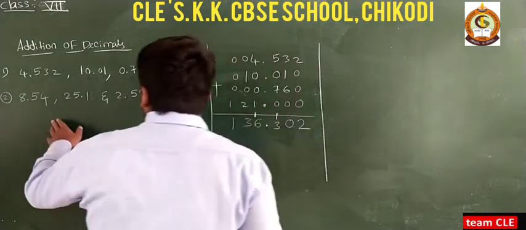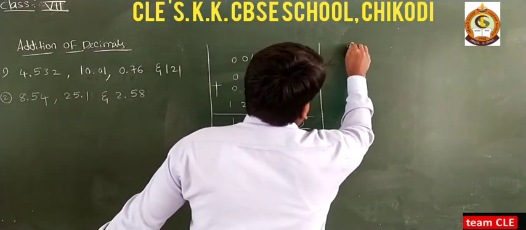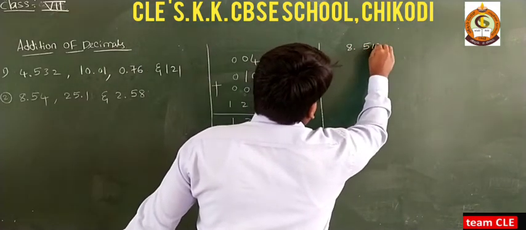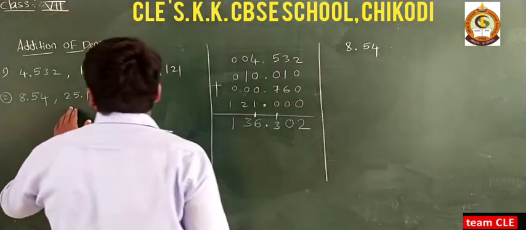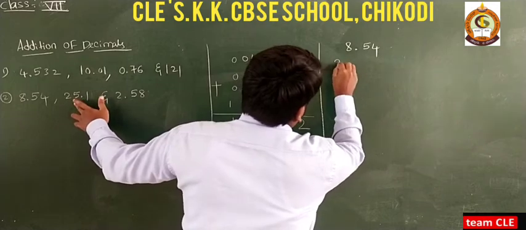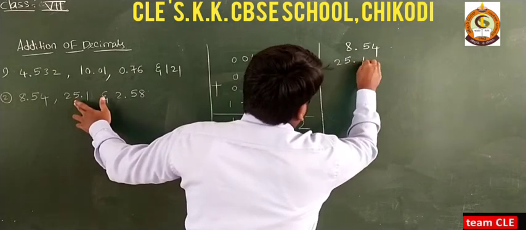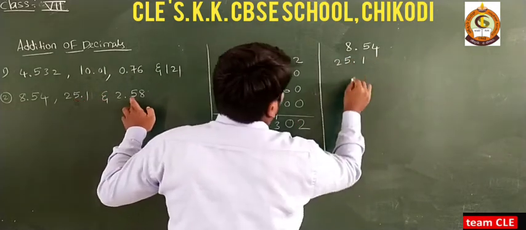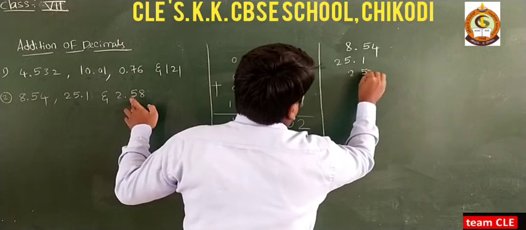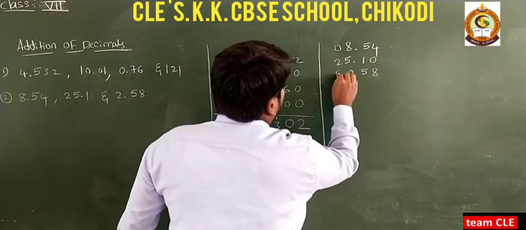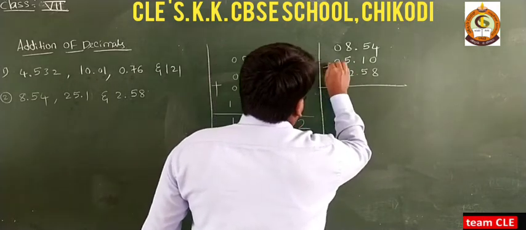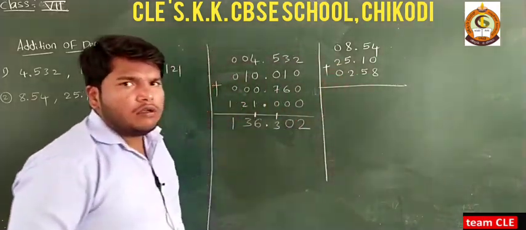The second problem we have is 8.54, next 25.1, next 2.58. Okay, so increase the zeros. I will convert the unlike decimals to like decimals.